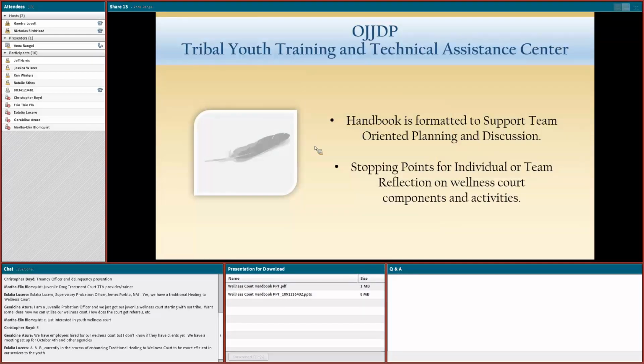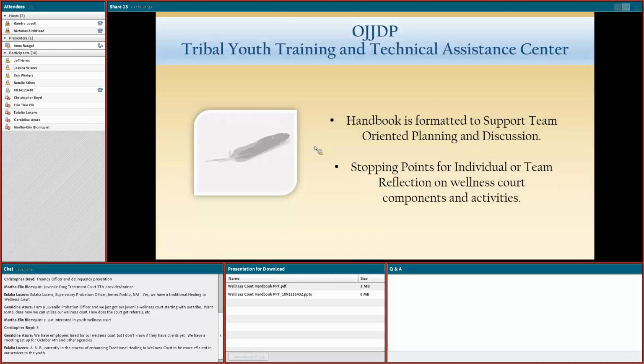The handbook is formatted to support team-oriented planning and discussion. On the previous slide, you see, it's a huge team that's working together to support tribal youth, and so we wanted the handbook to follow that same guideline, and it does provide stopping points for individual or team reflection. That's what we talked about in Area 3 with the service provision, because we do want you all to be able to take a breath, take a step back, and look at what you're doing, what you're deciding, and how you can make it better, or what's working, and things that you can share with other people who are in the planning stage that have worked well for you, and that is also a resource.